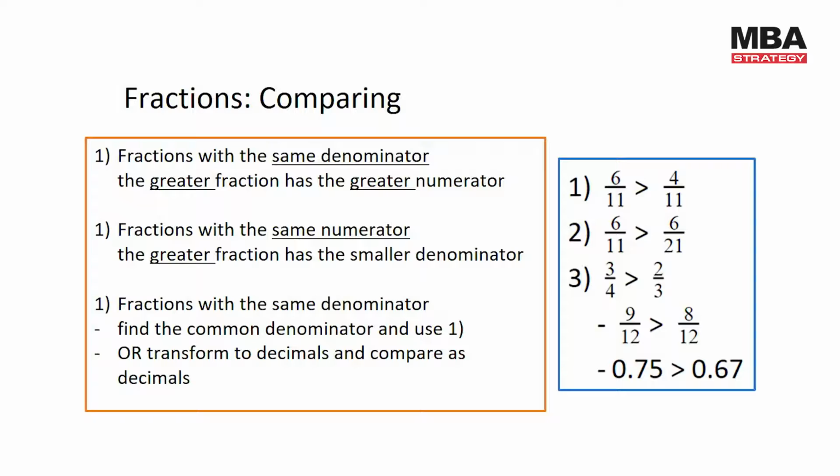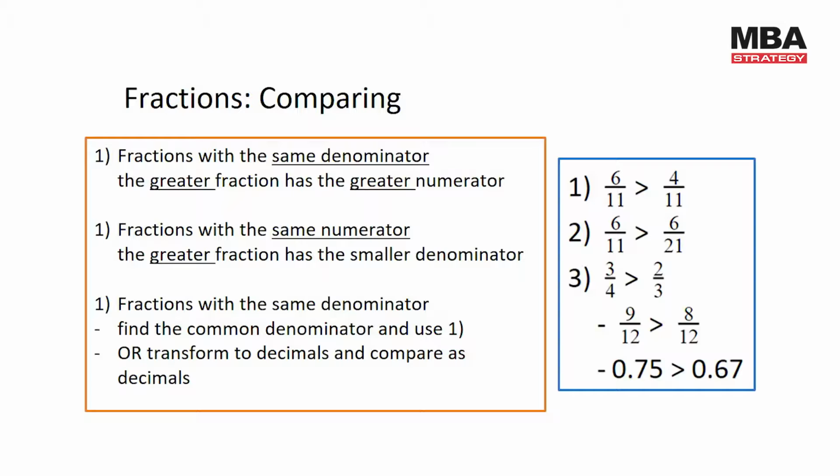For the first case, we have 6 over 11 and 4 over 11. Denominators are the same. 6 is greater than 4, meaning that 6 over 11 is greater than 4 over 11. In the second example, we have 6 over 11 and 6 over 21. Here we have the same numerators, so we look at the denominators 11 and 21. 21 is greater, meaning that 6 over 11 as a fraction is greater than 6 over 21.